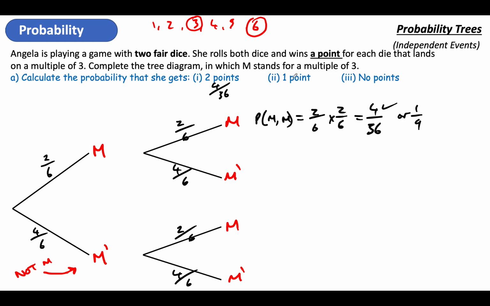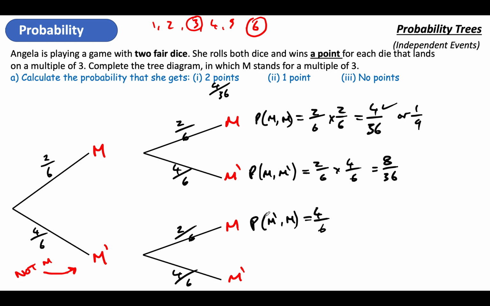Okay, so 2 points and 1 point. Right, there are 2 ways of getting 1 point. You might get the point from the multiple of 3 and then not get one. Or you might not get a point the first time, but get a point the second time. Okay, both of these outcomes will give us 1 point. So this will be 2/6 times by 4/6, because that's the journey I need to take. 2 times 4 is 8, 6 times 6 is 36. And you, of course, might have simplified that to get 2/9.